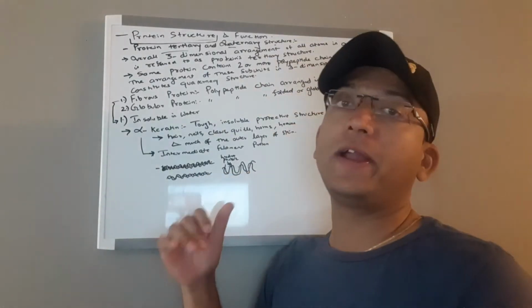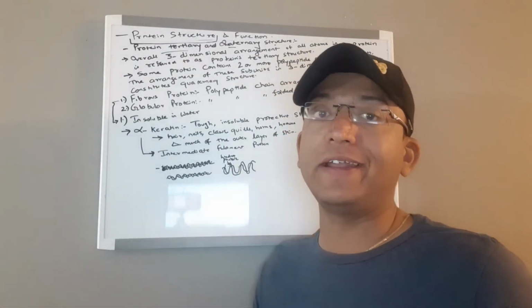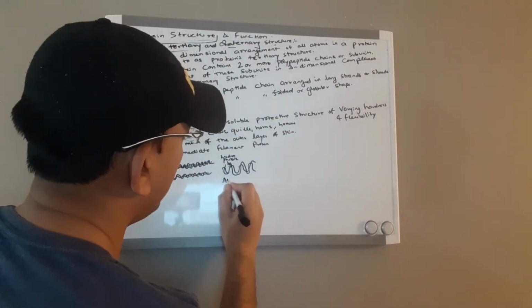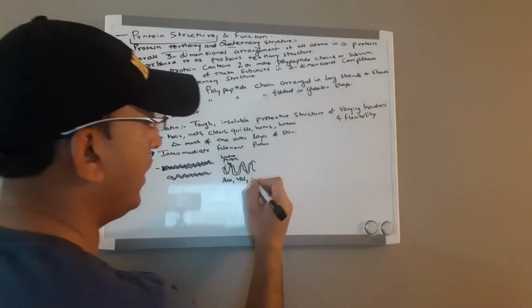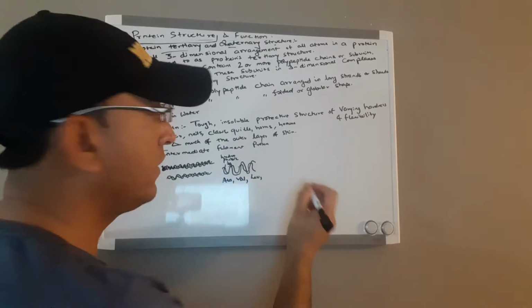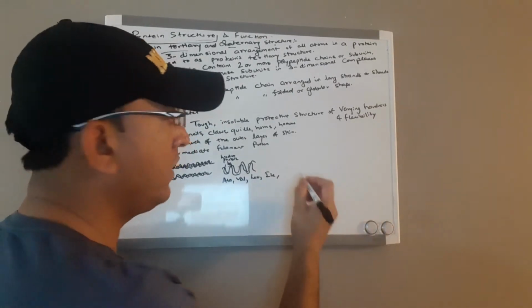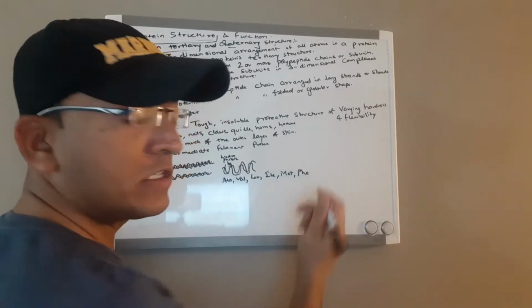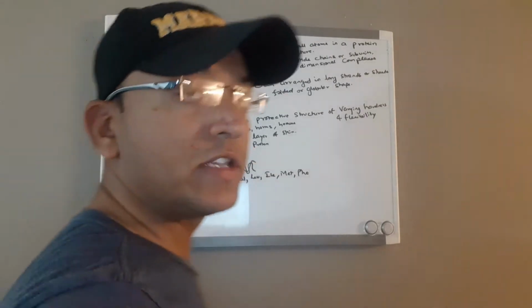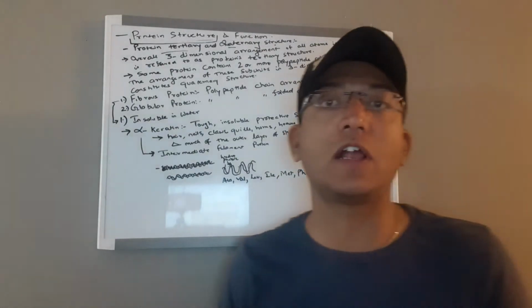So these hydrophobic amino acid residues are why alpha keratin is rich in hydrophobic residues that are ALA, alanine, valine, right? LEU, leucine, ILE, isoleucine, right? MET, methionine, and PHE, phenylalanine, right? So these are the amino acid residues that are hydrophobic, and that's why they are found in alpha keratin.